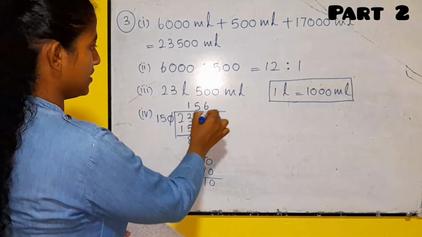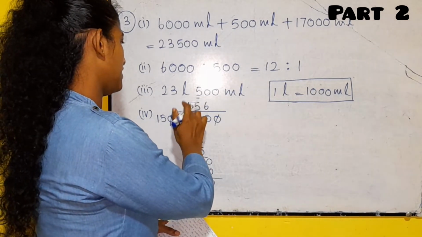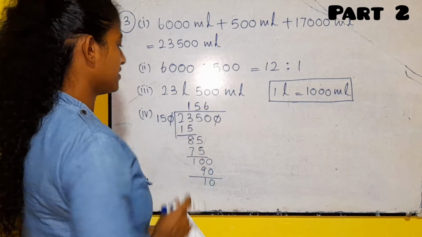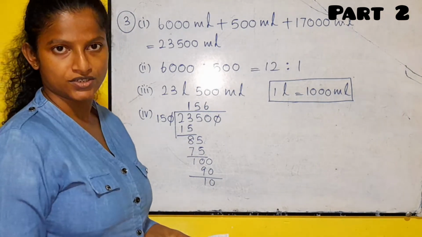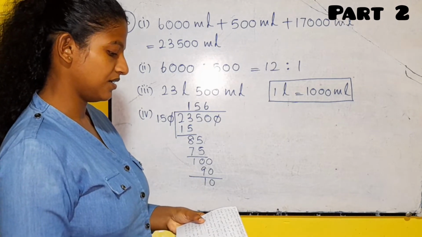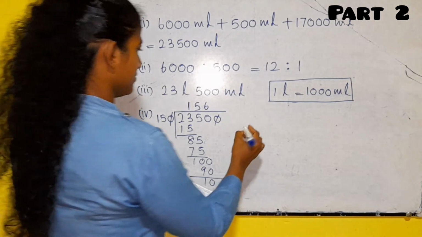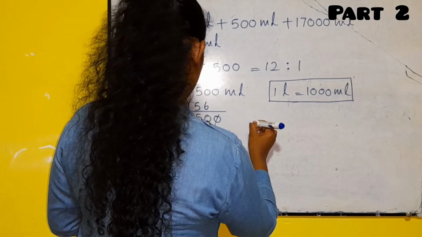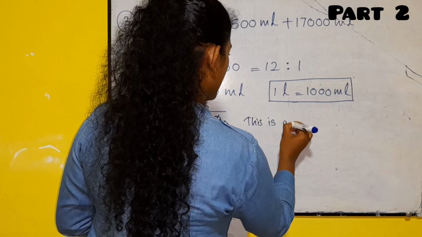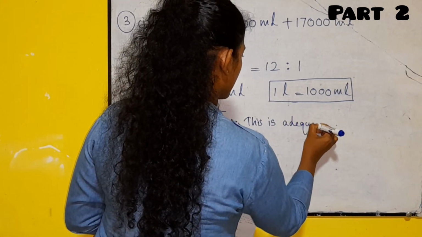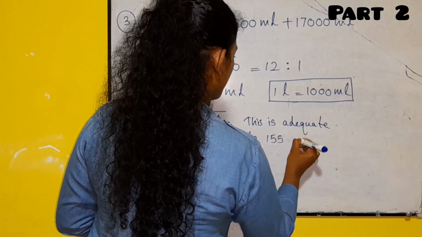Now we can decide, we can serve 156 persons, giving 150 milliliters each. So this is adequate for 155 persons. That is correct. You can write the answer: this is adequate for 155 persons.